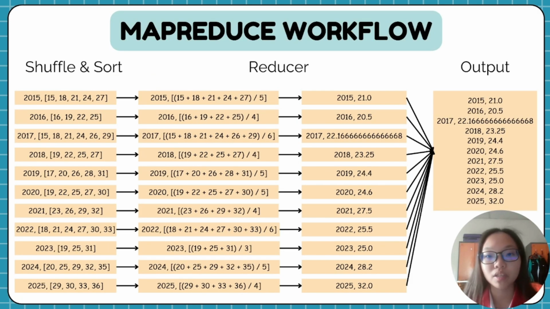This is the second page of the MapReduce workflow. After the shuffle and sort session, next we go to the reducer section. The reducer will calculate the average temperature for each year. For example, 2015 has 5 temperatures, so we sum the 5 temperatures and divide by 5. The answer will become 2015, comma, the average temperature 21.